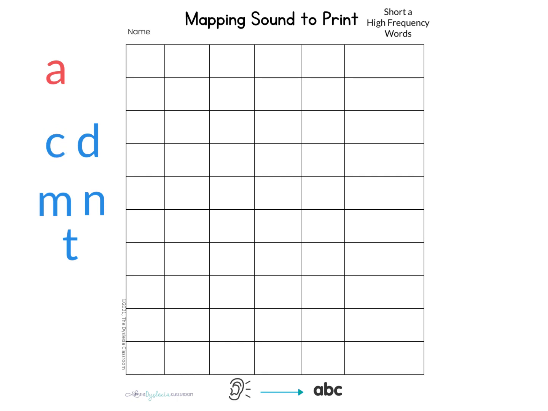In our word C will say the k sound. D says d. M says m. N says n, and T says t. Now that we have reviewed our sounds, we can start to work on mapping our words.